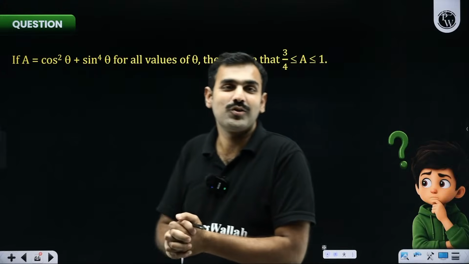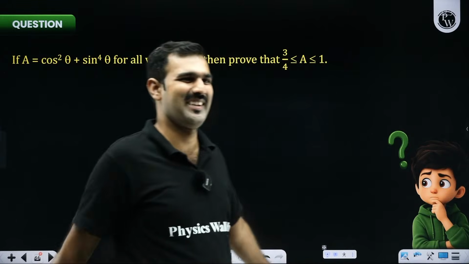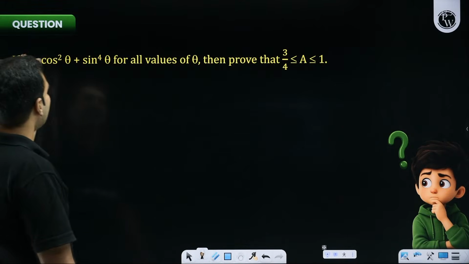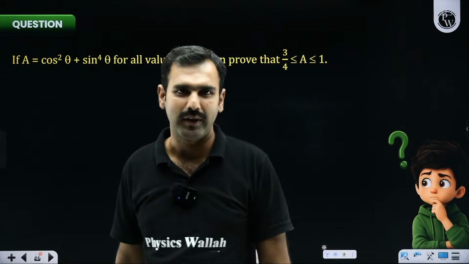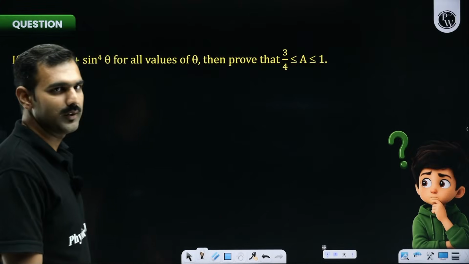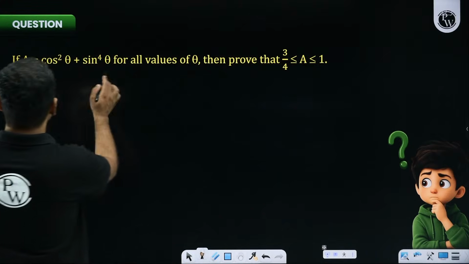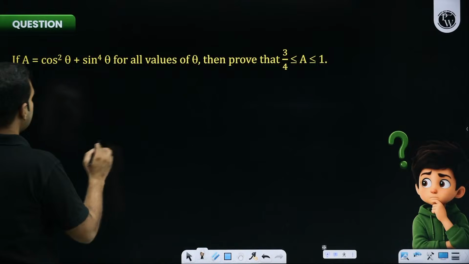Anyone from Arjuna English batch? I am. So this says A is given by this for all values of theta, then prove that. Okay, we'll do it, everyone. How do we do it? Let's talk about it. If I just simplify this, sir, cos square theta is cos square theta.